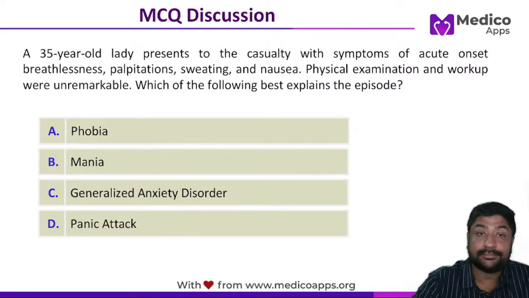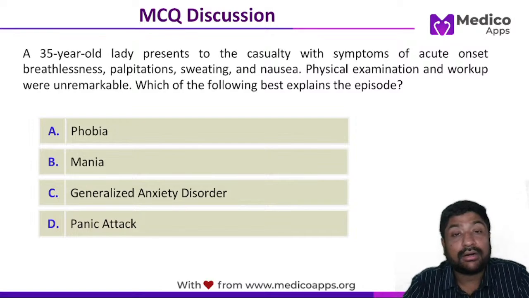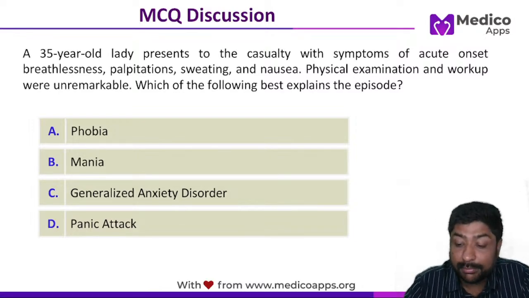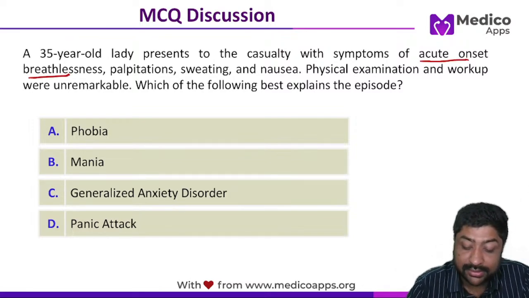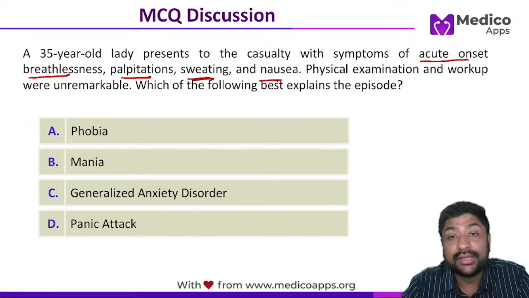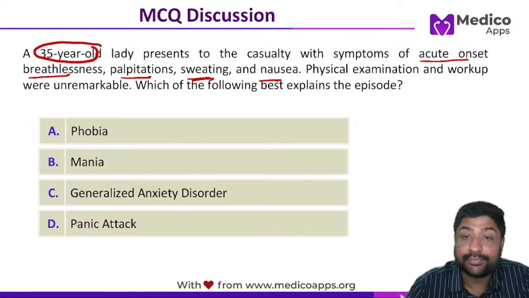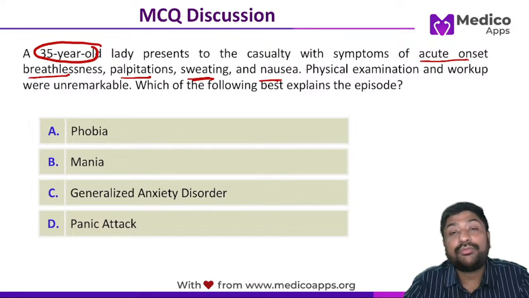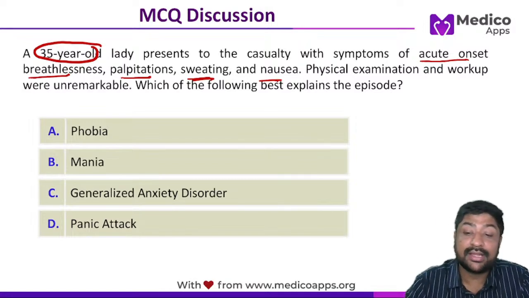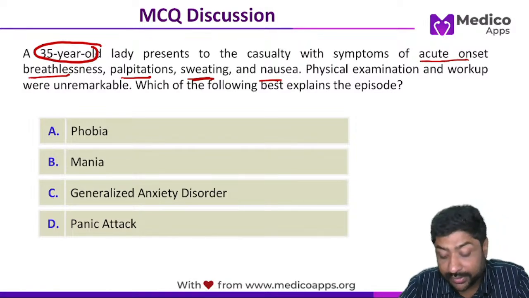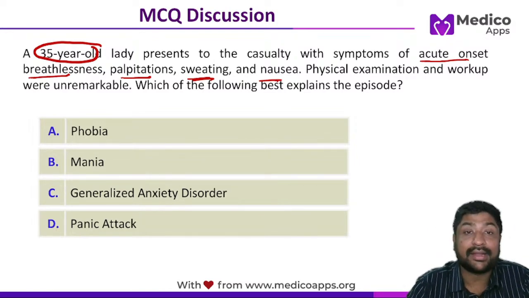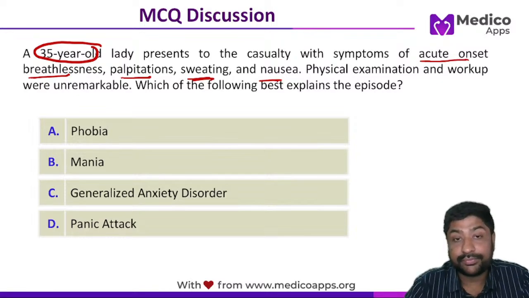Let's look at this question. This is the next question. A 35-year-old lady presents in casualty with symptoms of acute onset breathlessness, palpitation, sweating, and nausea. Physical examination and workup were unremarkable. Which of the following best explains the episode? Your options are phobia, mania, generalized anxiety disorder, and panic attack. So what will be the correct answer?